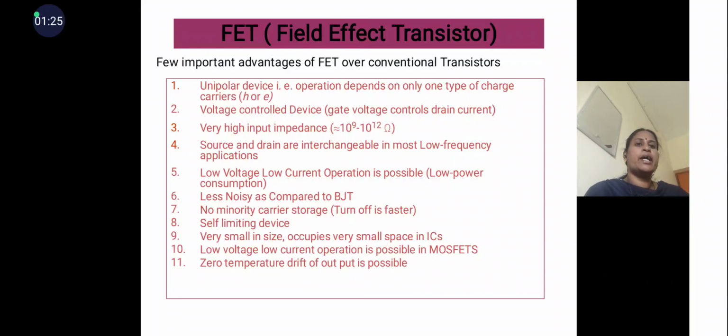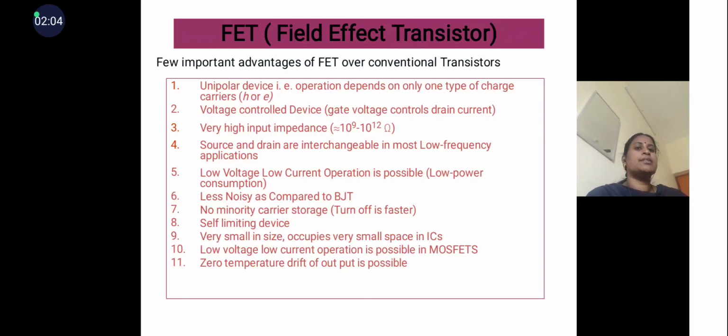FET has very high input impedance compared to BJT, and the source and drain are interchangeable in most low frequency applications. Hence FET is mostly used there, and low voltage, low current operations are possible in a FET device. FET has less noise compared to BJT, and another important thing is it does not have any minority charge carrier storage. Hence the turn off time is much faster compared to BJT.